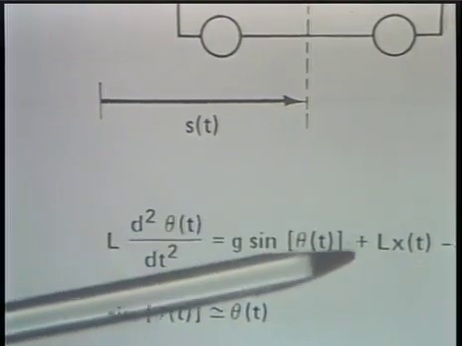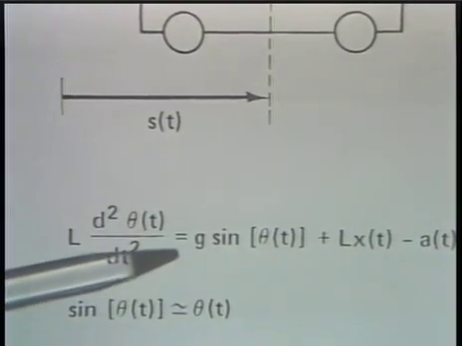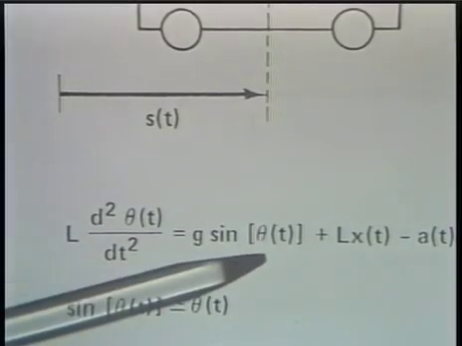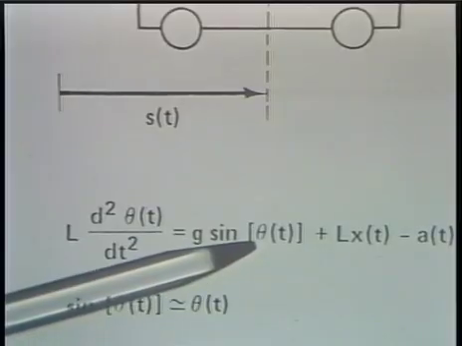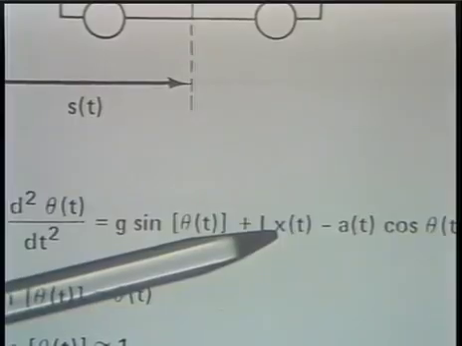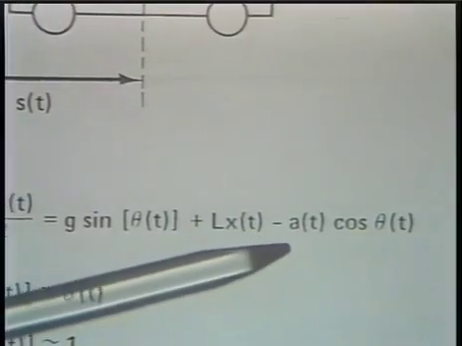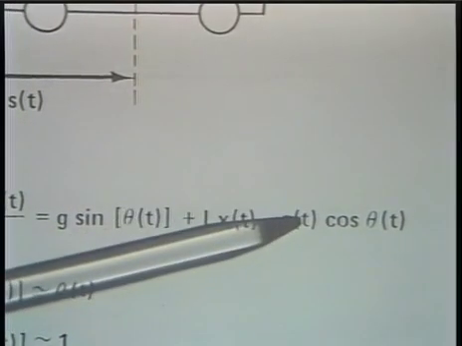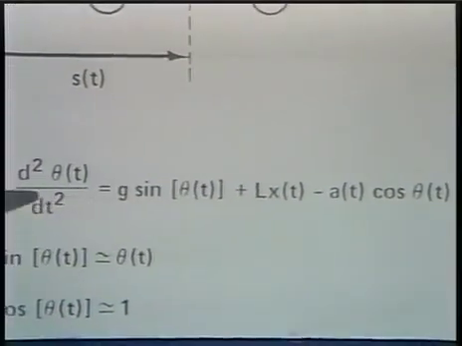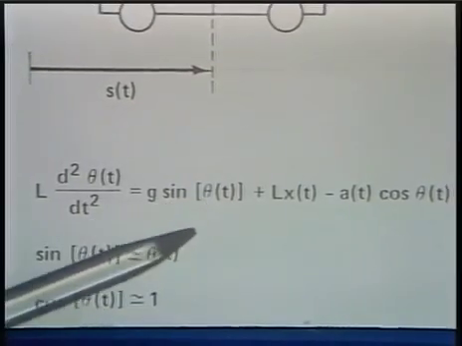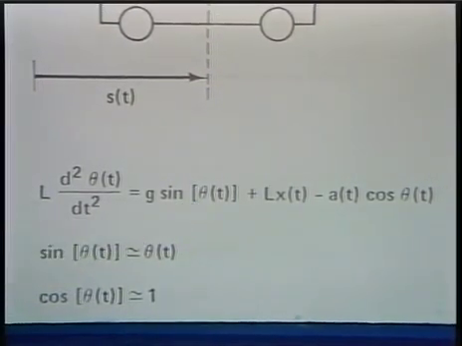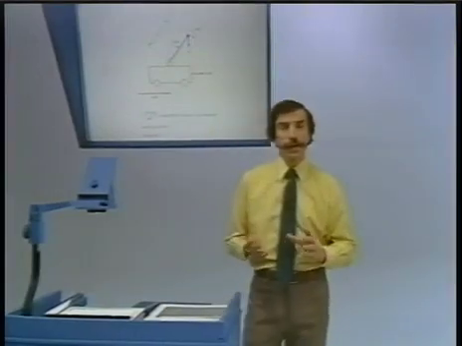And then we have the acceleration due to gravity, reflected through the angular acceleration times the sine of the angle, the angular acceleration due to the external disturbances, and finally the angular acceleration due to the motion of the cart. Now, this equation, as it's written here, is a nonlinear equation in the angle theta of t. And what we'd like to do is linearize the equation.